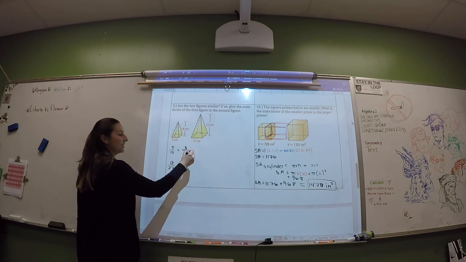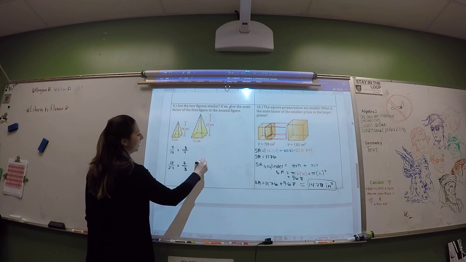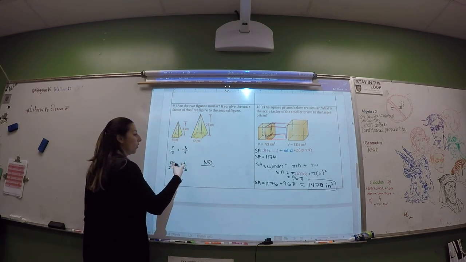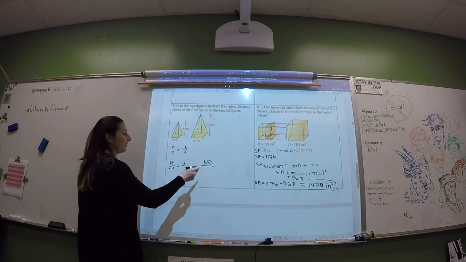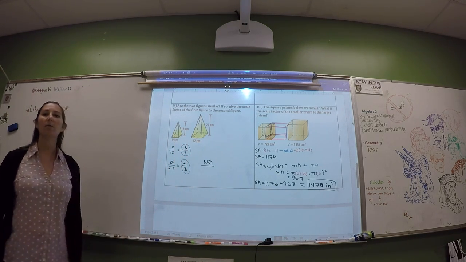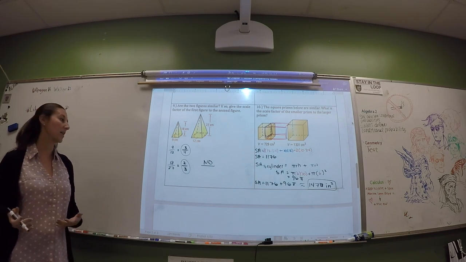Now, if these are the same, the answer is yes. If these are not the same, the answer is no. If they are the same, you would say yes, and then their scale factor. These numbers would be the scale factor, and they would be the same. So you'd say yes, comma, 3/4, or yes, comma, 2/3.